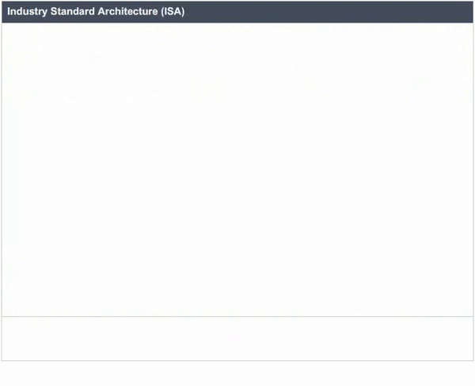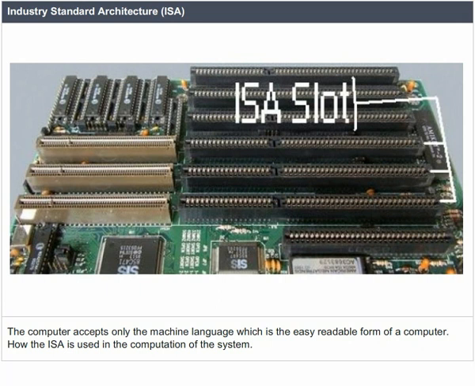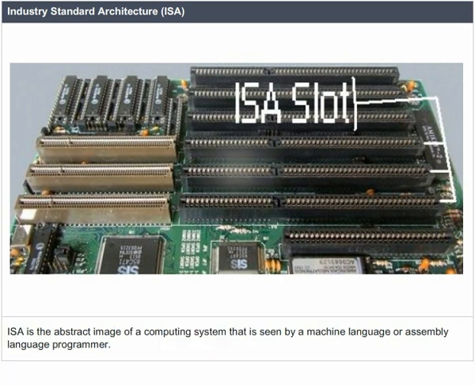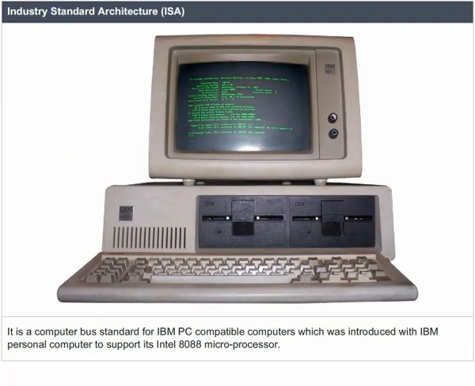Industry Standard Architecture, ISA. The computer accepts only machine language, which is the easily readable form of a computer. How is the ISA used in computation? ISA is the abstract image of a computer system that is seen by a machine language or assembly language programmer. It is a computer bus standard for IBM PC compatible computers, which was introduced with the IBM personal computer to support its Intel 8088 microprocessor.